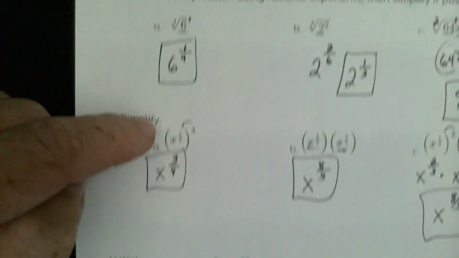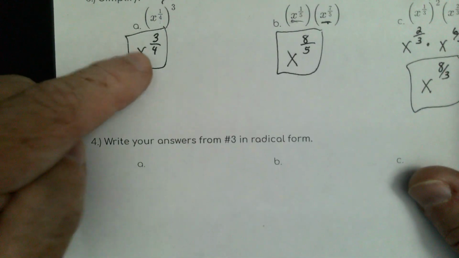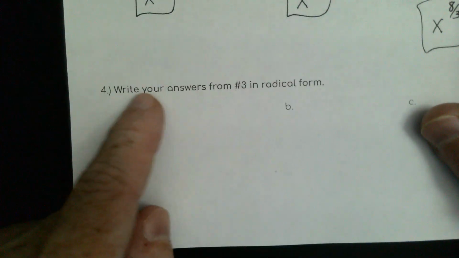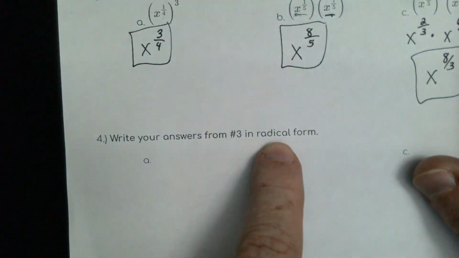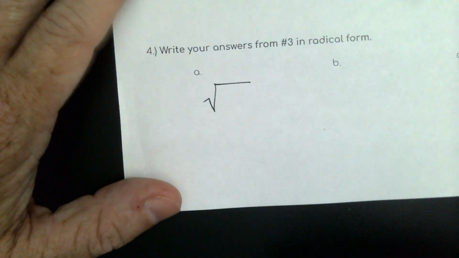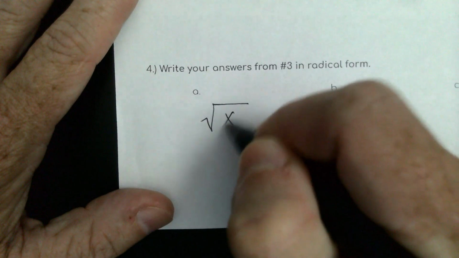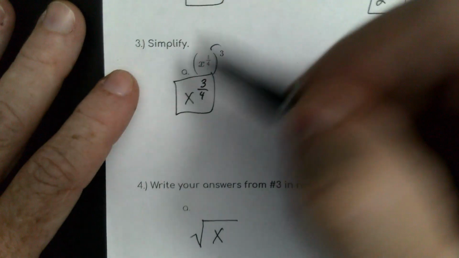And now the simple process, we're going backwards from what we did up here. We went from radical to rational. Now we're going from rational, write your answers from number 3, all these guys, in radical form. So I know I have a radical. I'm going to take my base of x, and now you just have to do the opposite of what you did up here.